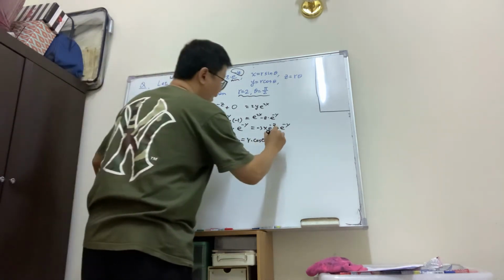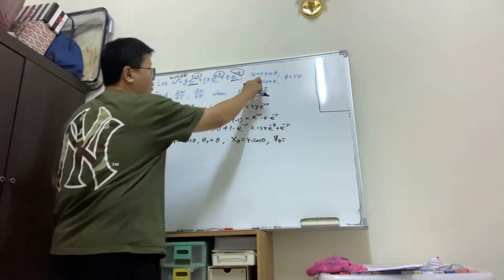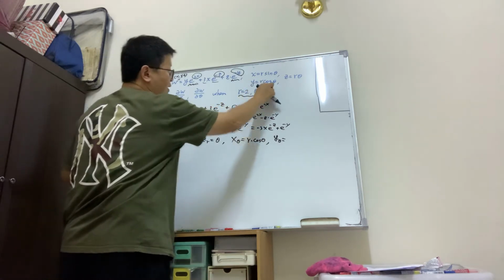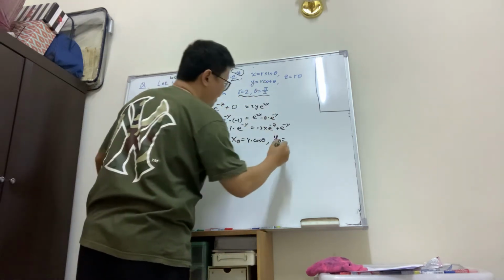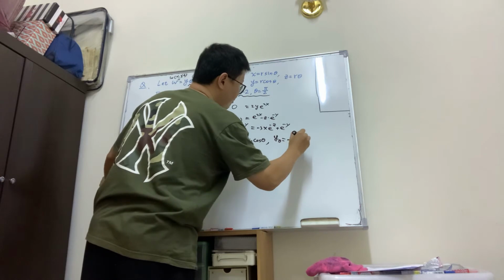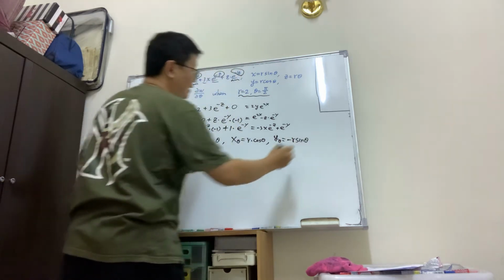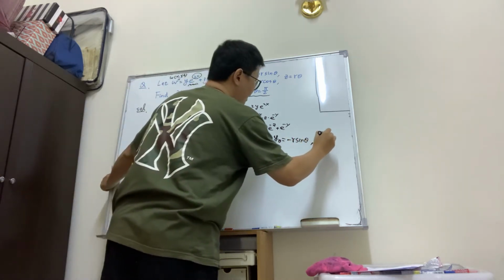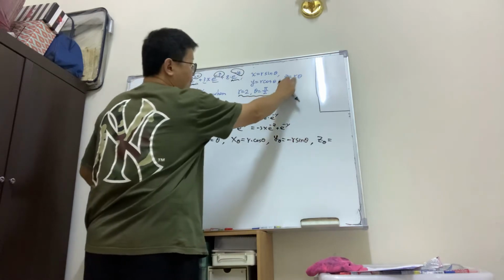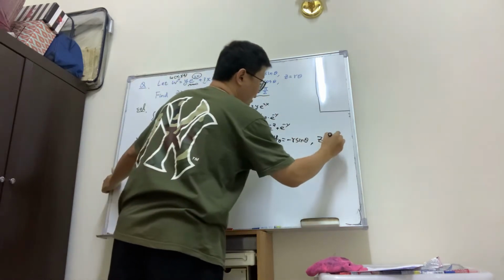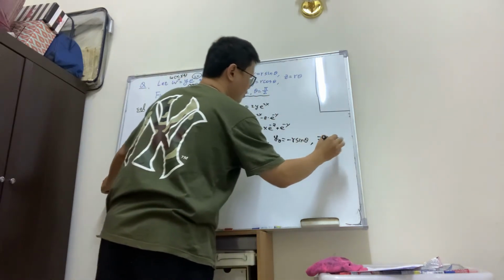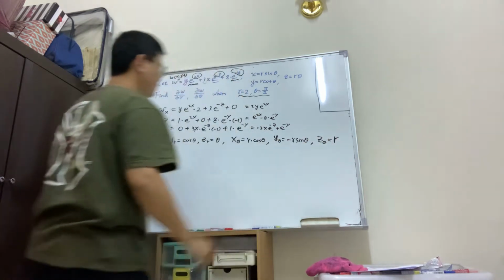And y_theta. For y_theta, now r is constant, keep it. The derivative of cosine is negative sine. So it's negative r sine theta. And the last one, z_theta. r is constant, keep it. Theta's derivative is 1, so it's r times 1, so it's r. This one.